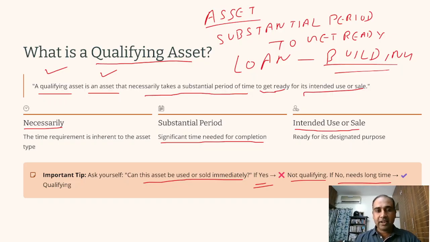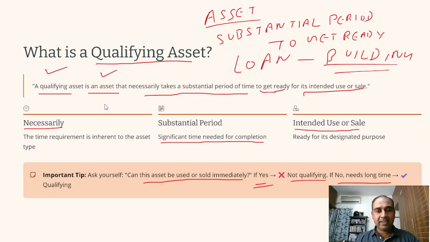Three conditions have to be satisfied. It necessarily means the nature of the asset should be such that it necessarily takes a substantial period of time for its intended use or sale, guys. Clear? So qualifying asset is a very technical and very important term used in the standard. If you are clear about what a borrowing cost is, like we discussed, interest and other cost, and if you are clear on what a qualifying asset is, then the standard will become very easy for you, guys. Clear? So again, repeating, what is a qualifying asset?